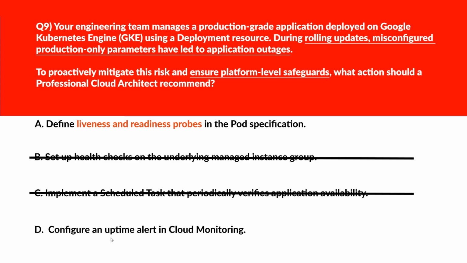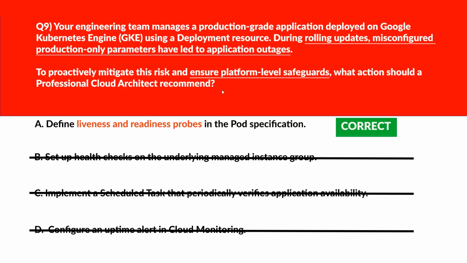D says configure an uptime alert in Cloud Monitoring. This option detects downtime after it occurs and doesn't proactively block faulty deployments. Wrong choice. We'll lock option A as the right answer.